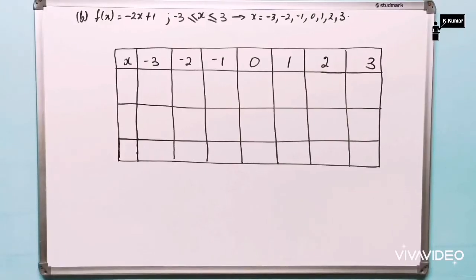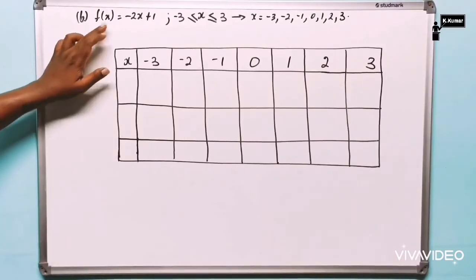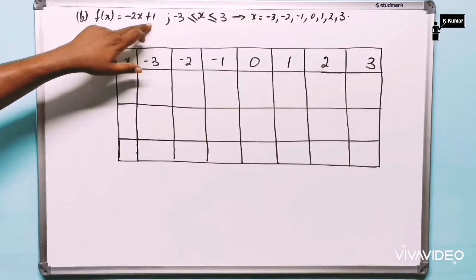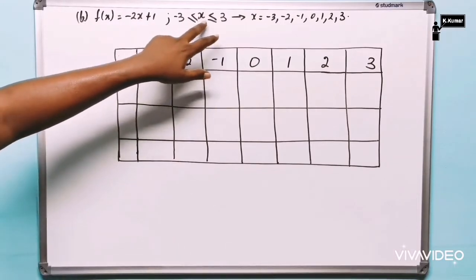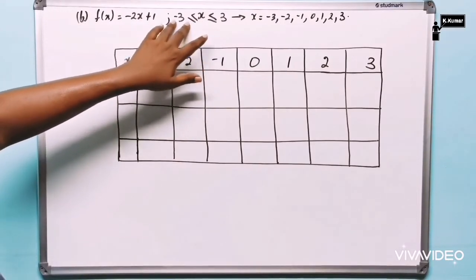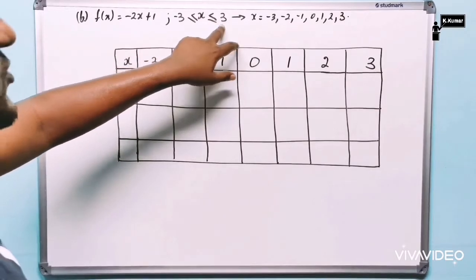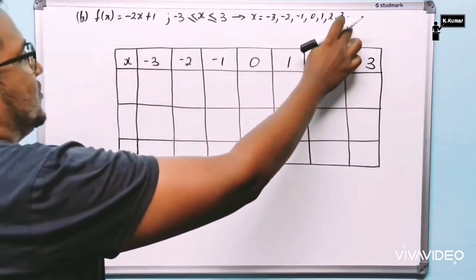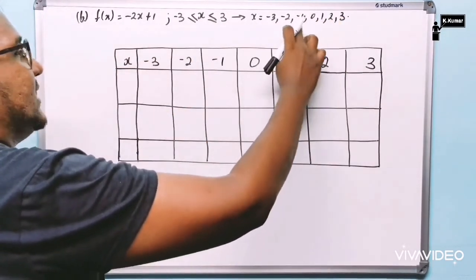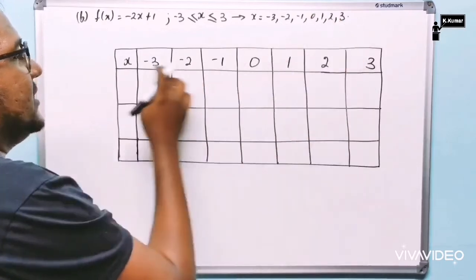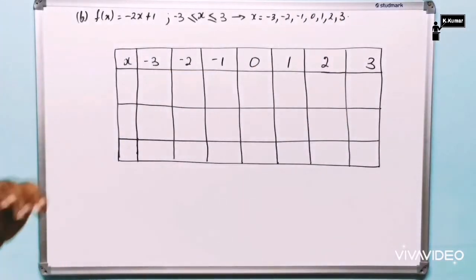So this is the b part. We have our function f of x is equals to minus 2x plus 1 with the domain x is greater than or equals to -3 and x is less than or equals to 3. So my domain values remain the same, -3, -2, -1, 0, 1, 2, 3. So we put that at the top for x.